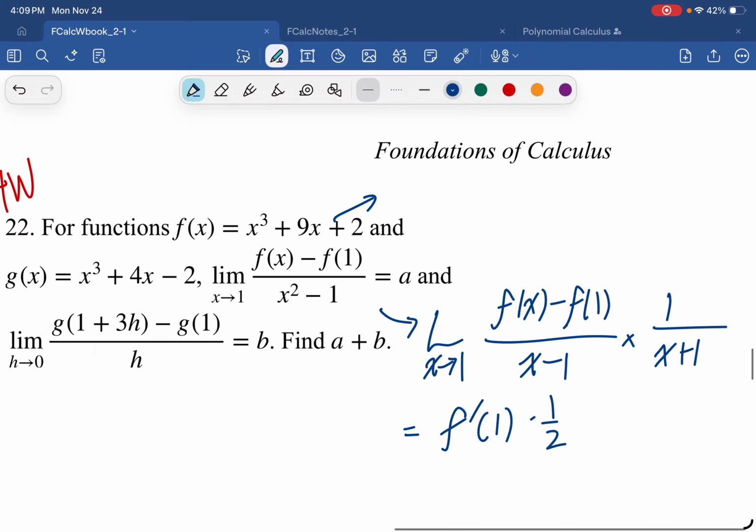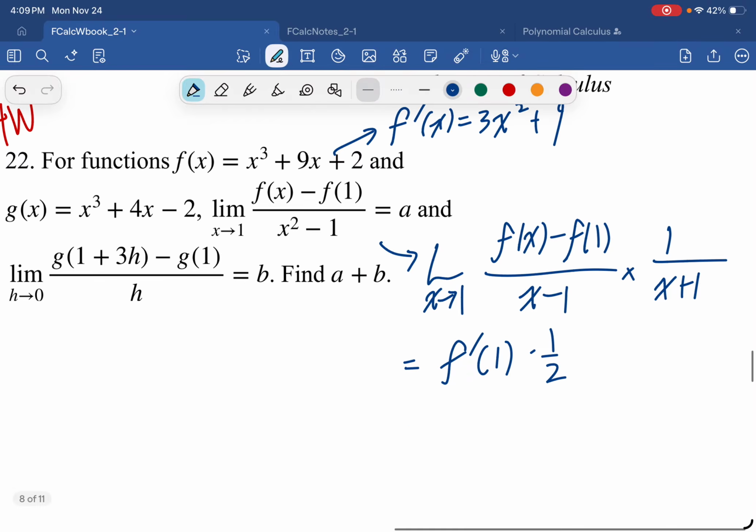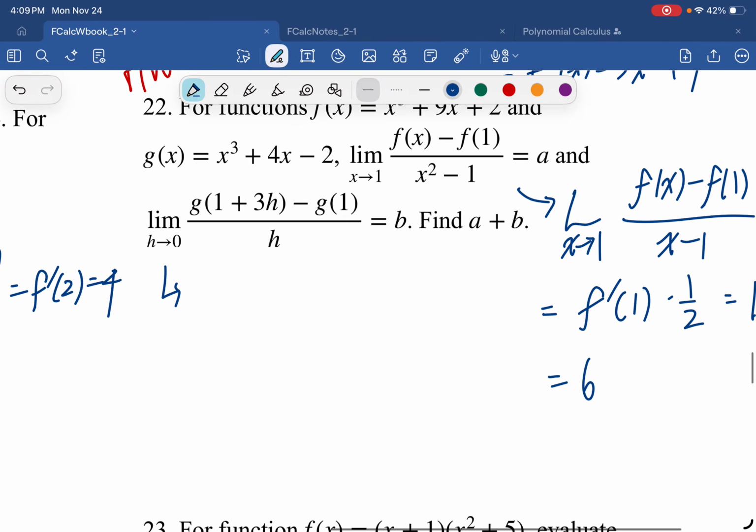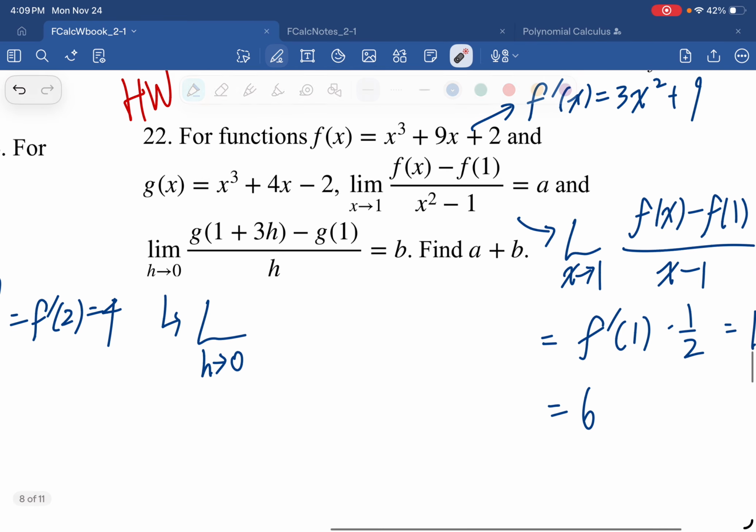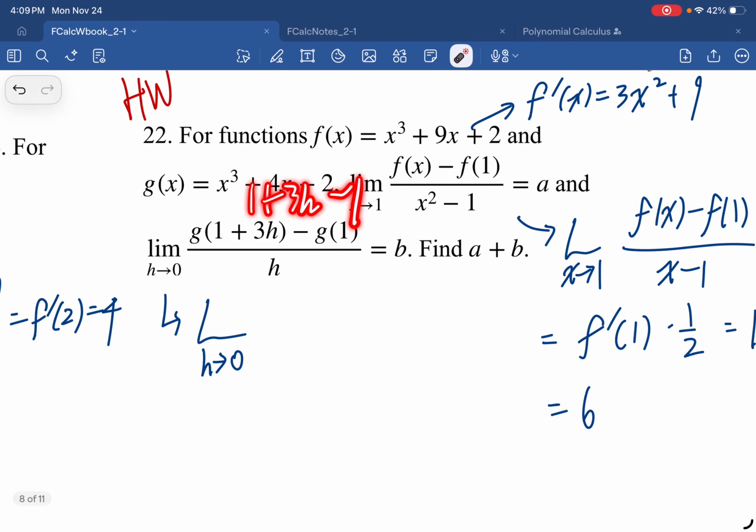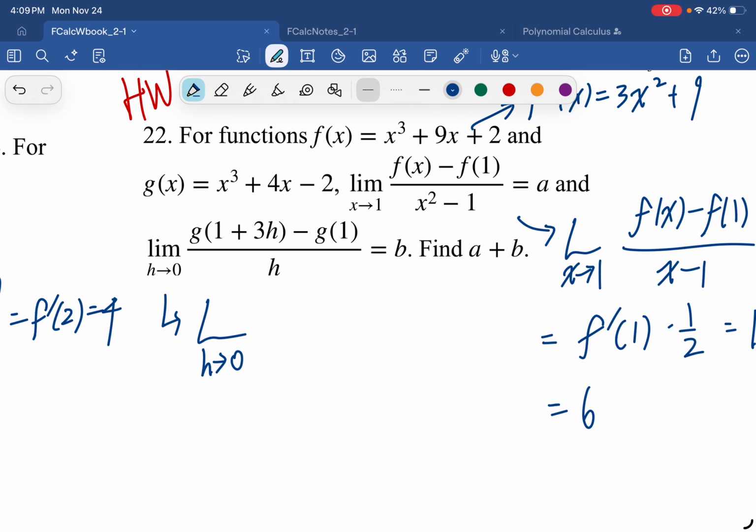Now, f prime of x is going to be 3x squared plus 9. So f prime of 1 is going to be 12, and you multiply that by 1/2, so this is going to be 6. All right, so this one is something that we've practiced a lot of times, right? So the denominator should be 1 plus 3h minus 1 equals 3h. So we need to have 3h in the denominator.